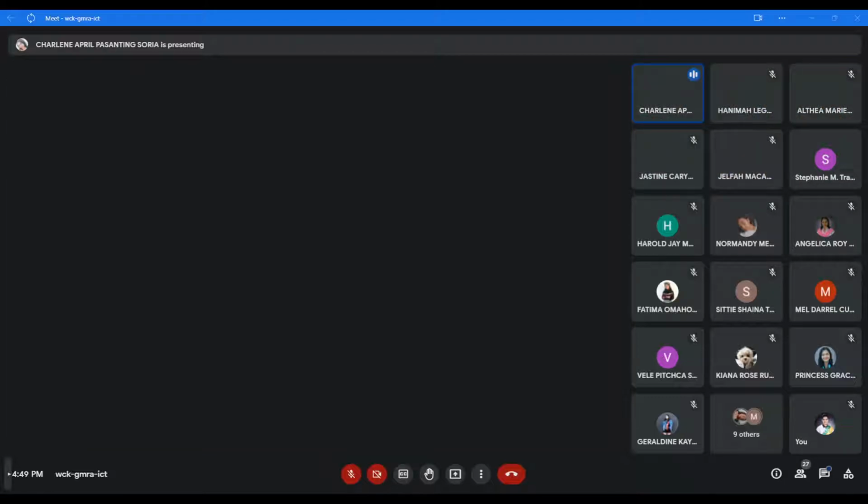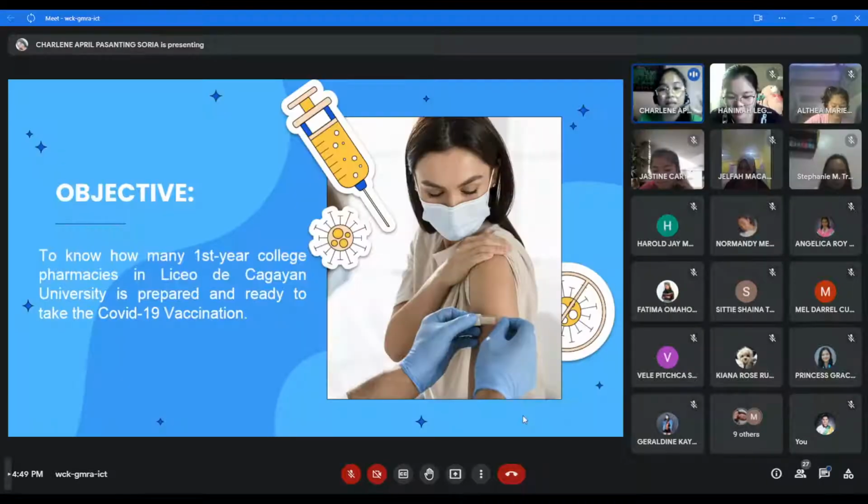So in conducting our research, we have this limitation because it is feasible for us if we choose this first year College of Pharmacy as our respondents, because of course if we conduct a study on the population of Cagayan de Oro, it is very impractical, although it is possible, but we don't have much time to conduct for it. So thus COVID vaccination is important or not for the first year College of Pharmacies.